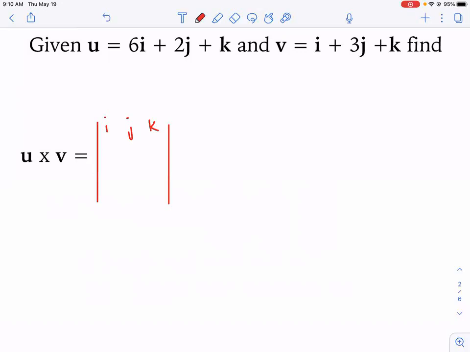So to find our cross products, notice how the multiplication is an X instead of a dot. Do you see the difference? We're doing a cross product instead of a dot product. So ijk is our first row. Since we're taking u cross v, I'm going to take the components of u, 6, 2, 1 for our second row, and the components of v, 1, 3, 1 for our third row.